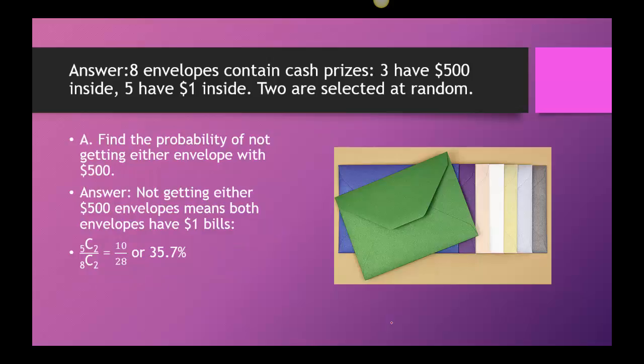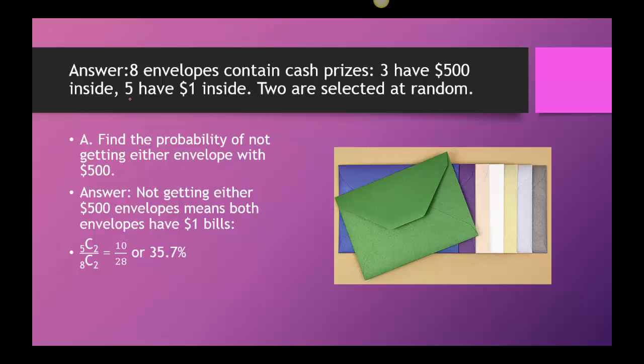Okay, so let's just start with A. Find the probability of not getting either envelope with the $500. What I look at is we're picking 2, and when I pick these 2, they're not going to have $500 in them, so I'm looking at the 5 envelopes that have $1.